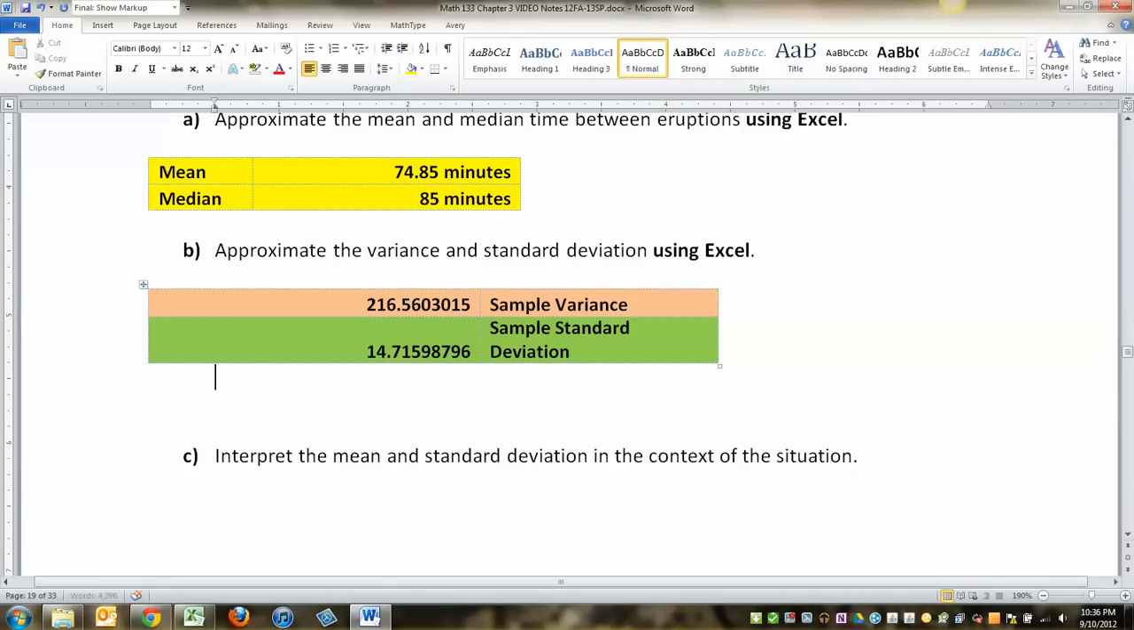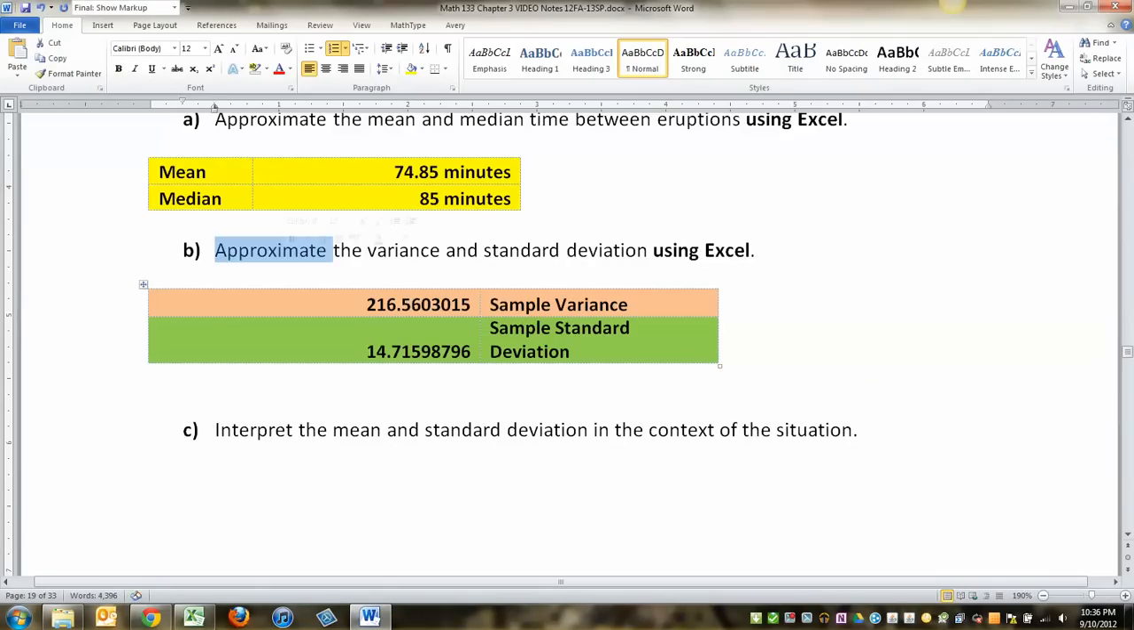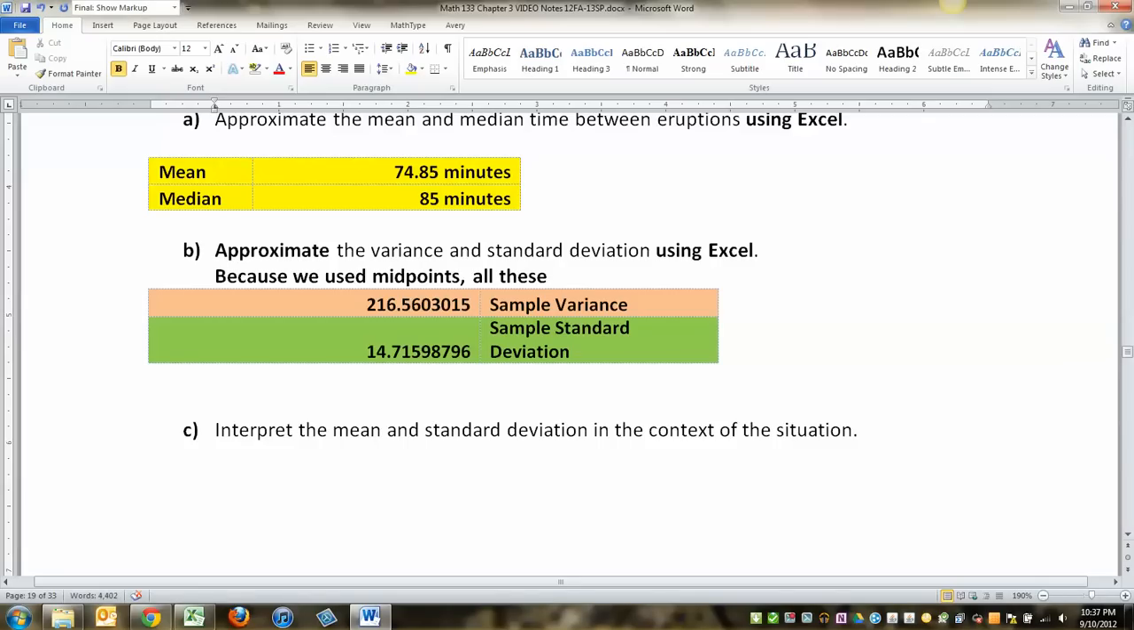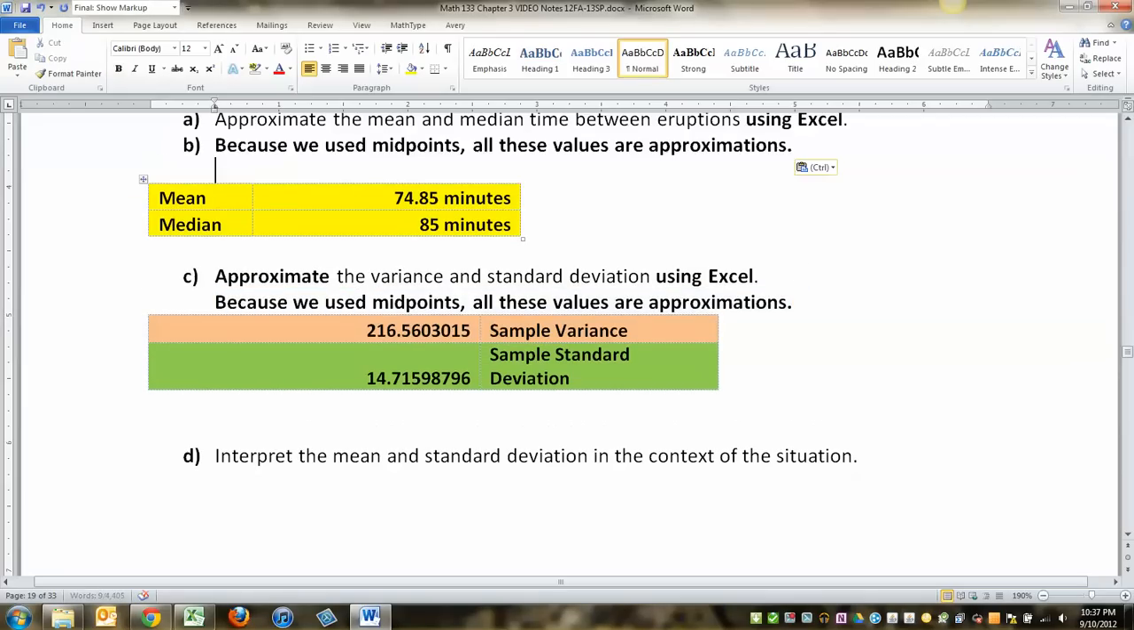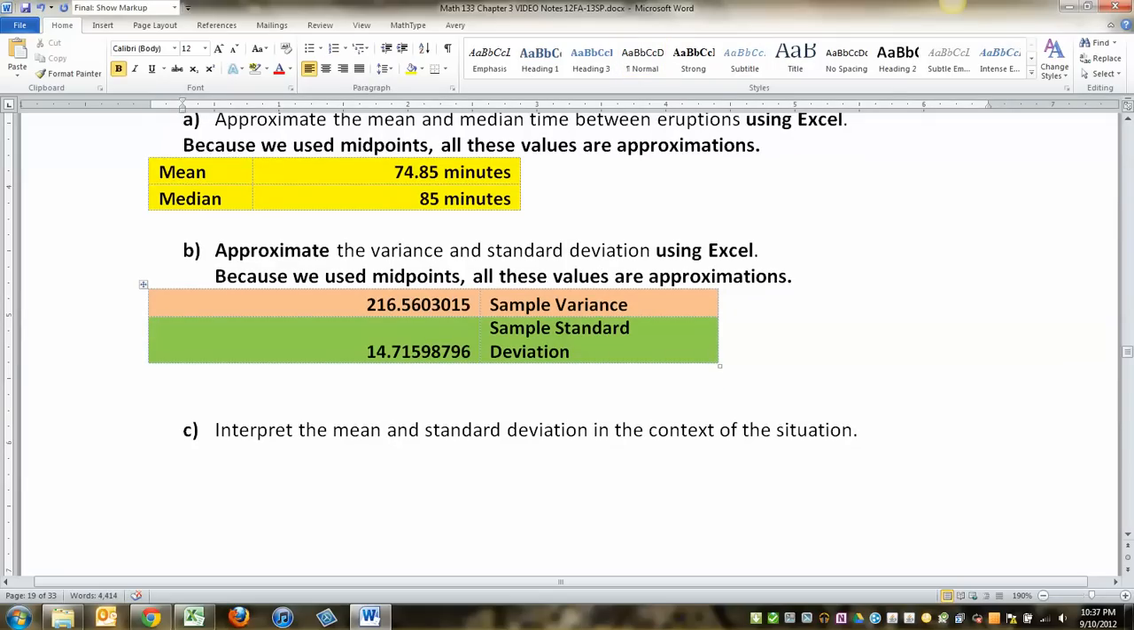Now they're only approximate because we used midpoints. Because we used midpoints, all these values, including the mean and the median, to be honest, are approximations. And that's true up here on the mean and median as well, right? When you're using midpoints, you just don't know as much, right? So you kind of guesstimated where you think things were. I know guesstimate's not a real word, but I'm going with it.